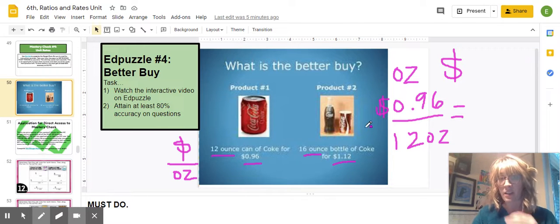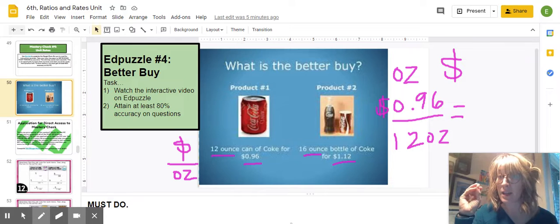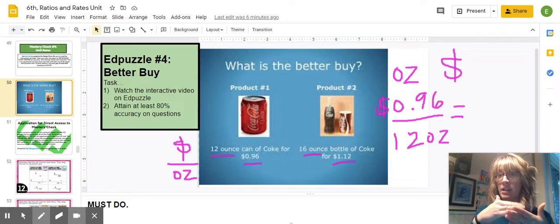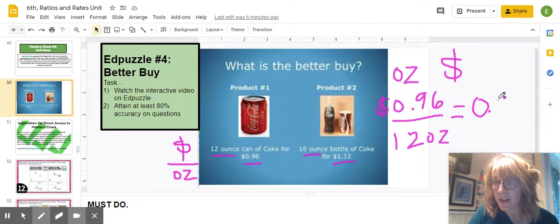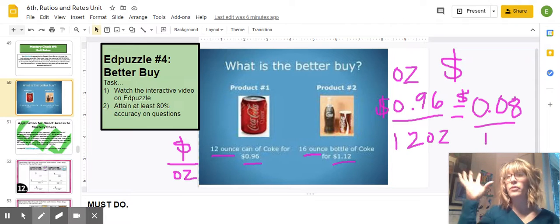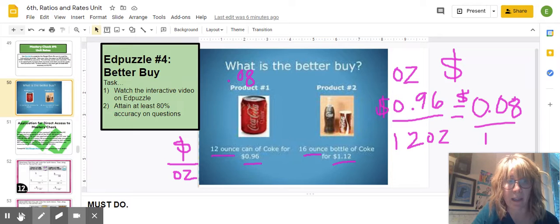In order to compare it to the next Coke, we're going to want to get it down to a unit rate. So I'm going to remember that a fraction bar is a division problem. So we have 96 hundredths divided by 12. When we use our calculator, I'm going to plug in 0.96 divided by 12, and we discover that it costs 8 cents for 1 ounce. Essentially, we've just divided both by the same thing. We've divided both by 12. So it costs 8 cents when you buy it in a can.